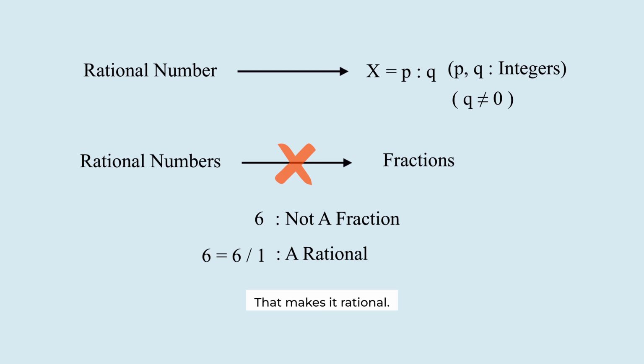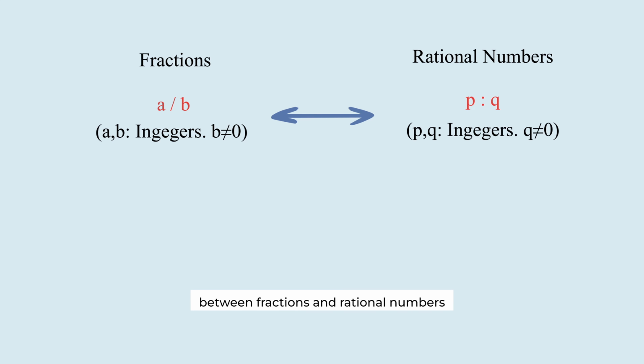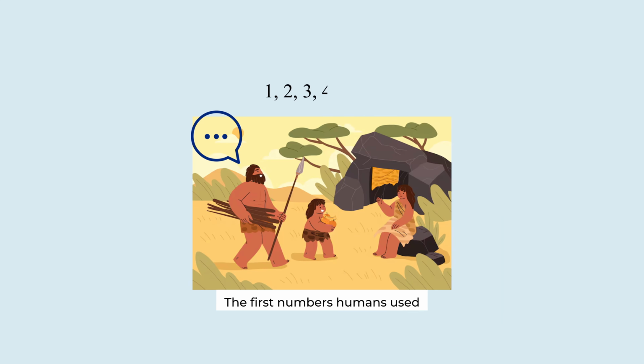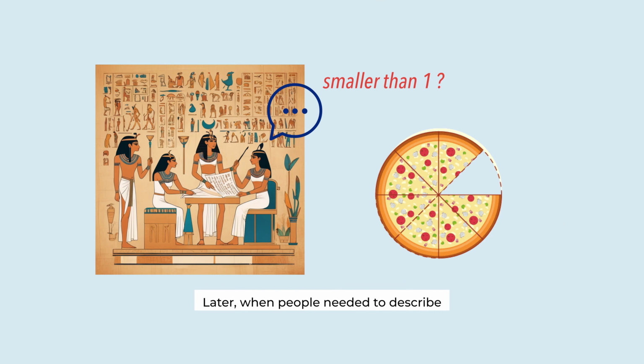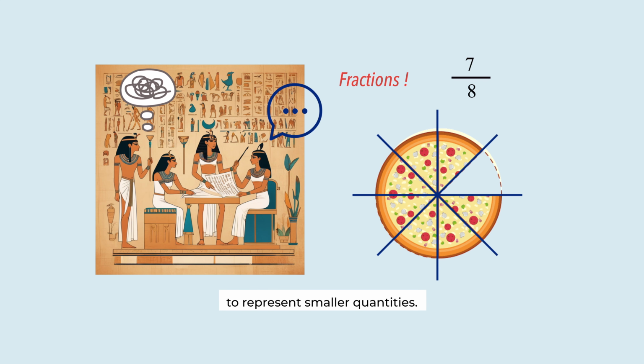That makes it rational. So where does this difference between fractions and rational numbers come from? It comes from what each concept was originally compared to. Let's rewind a bit back to the history of numbers. The first numbers humans used were natural numbers. Later, when people needed to describe amounts smaller than 1, fractions appeared. They divided one whole into equal parts to represent smaller quantities.